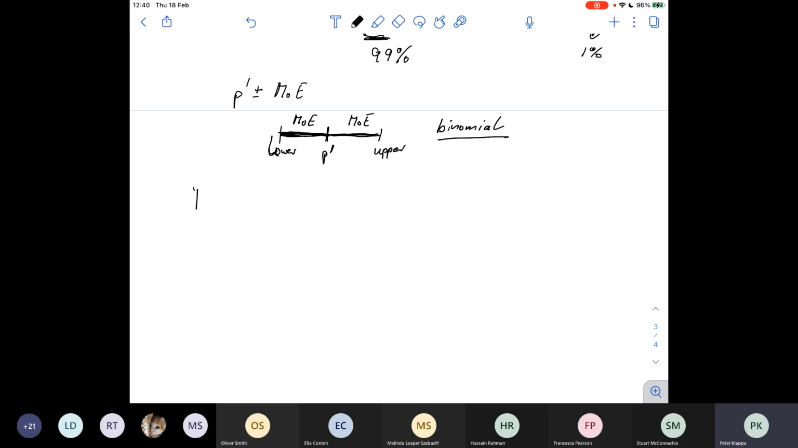Unfortunately, if you look at the Poisson distribution for count data, this is not true. It is not symmetrical.